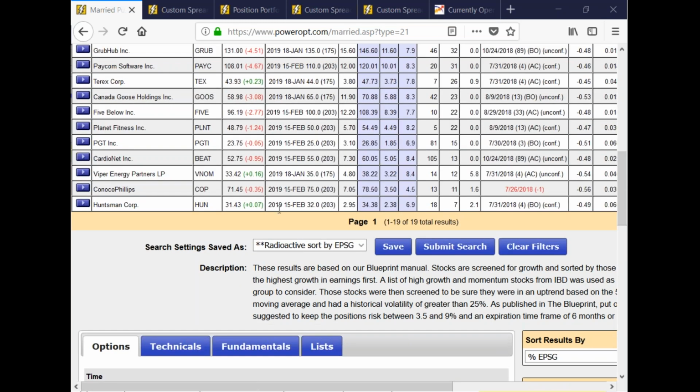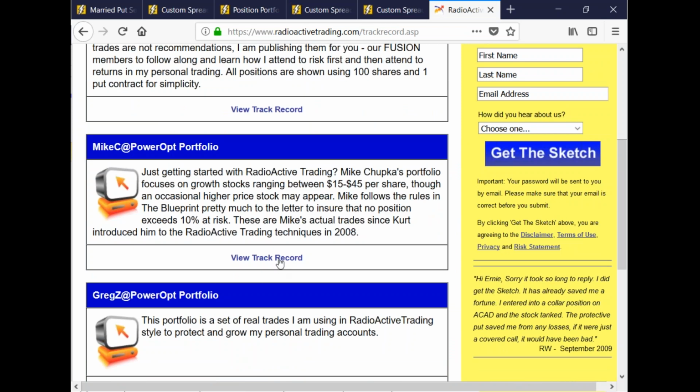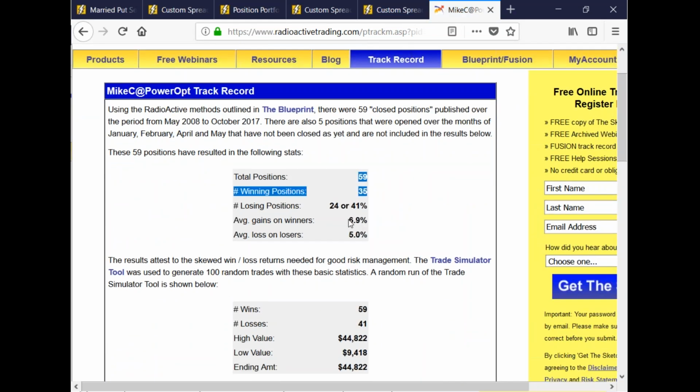For me, personally, no. What do I mean by that? Let's go back again to Fusion. I want to go to the track record. And the win-loss ratio I have is about 60-40. And it's really close. It says 59-41, so it's about 60-40.